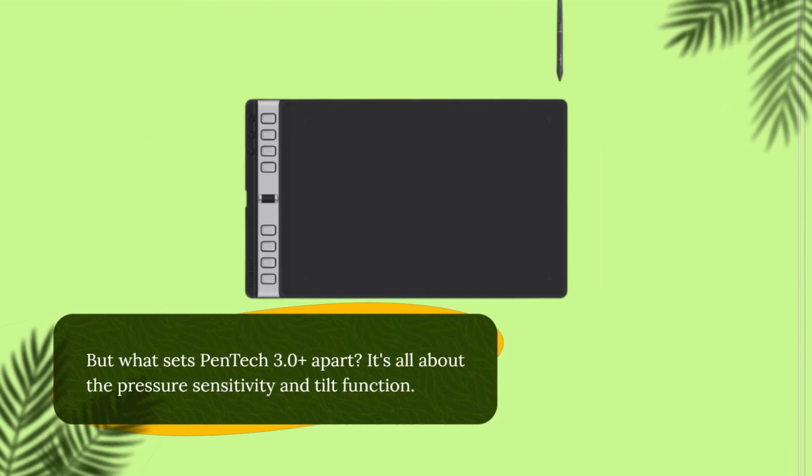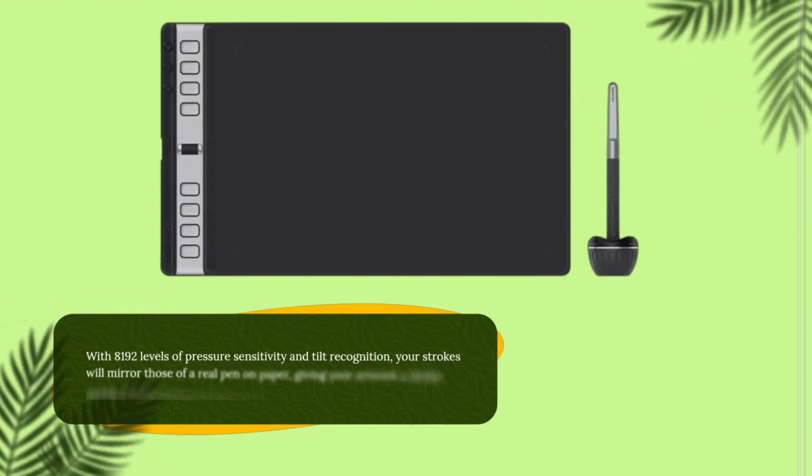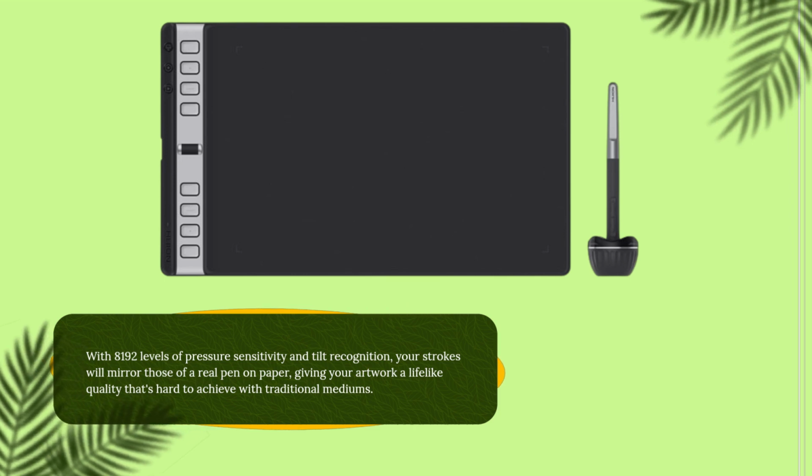But what sets Pentech 3.0+ apart? It's all about the pressure sensitivity and tilt function. With 8,192 levels of pressure sensitivity and tilt recognition, your strokes will mirror those of a real pen on paper, giving your artwork a lifelike quality that's hard to achieve with traditional mediums.